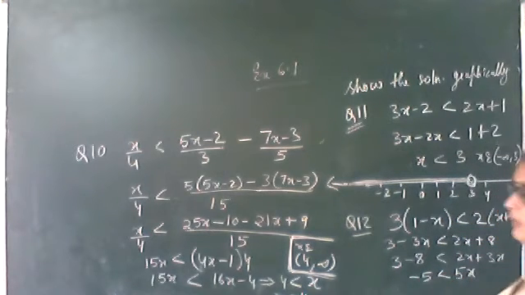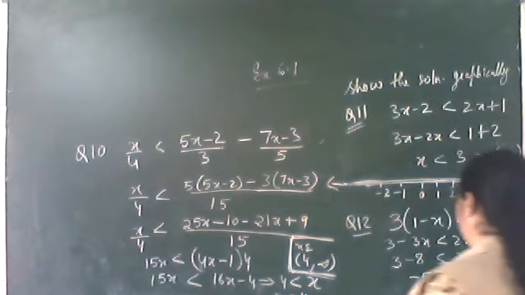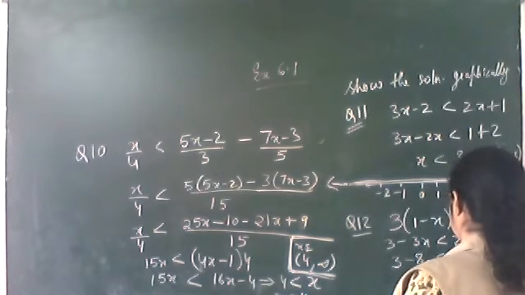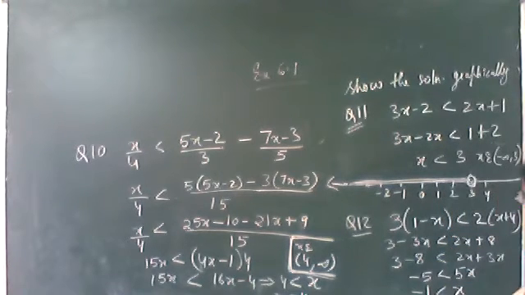So divide the whole equation by 5. You will get minus 1 is less than x. So we can say that x is greater than minus 1. The value is x is greater than minus 1.